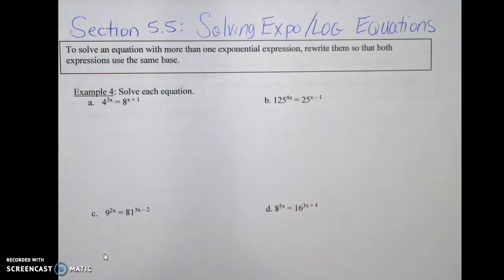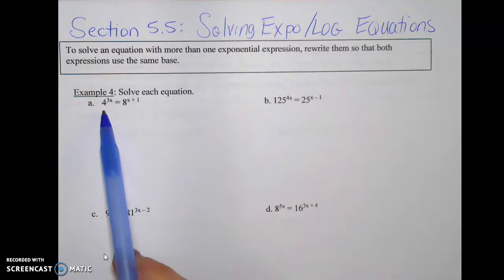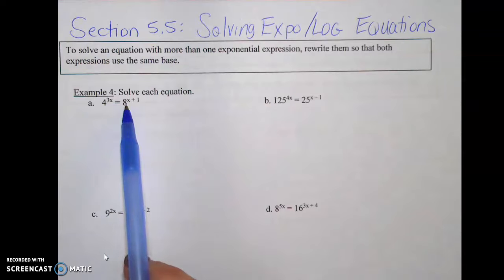These are equations where you're going to look at both sides of the equation and choose a base that you think will work nicely with both of the numbers that are already there. So let's just jump right into these. For this first one, we're going to see that if we use a base of 2, we can rewrite 4 as a power of 2 and 8 as a power of 2.